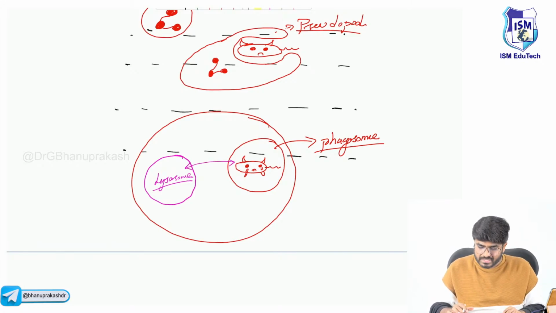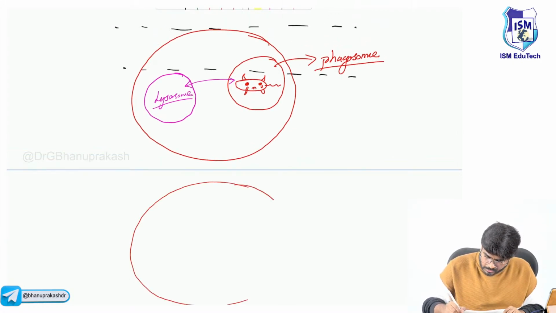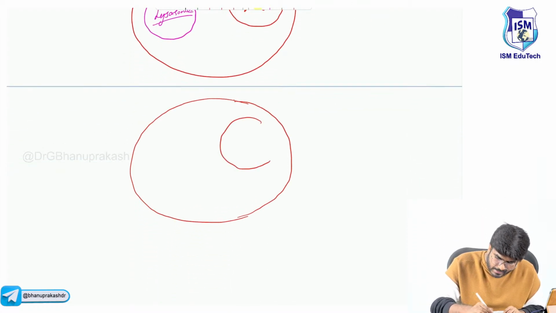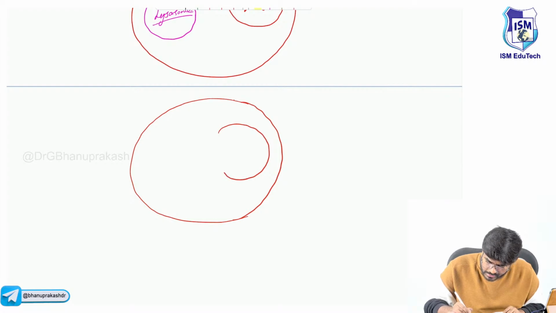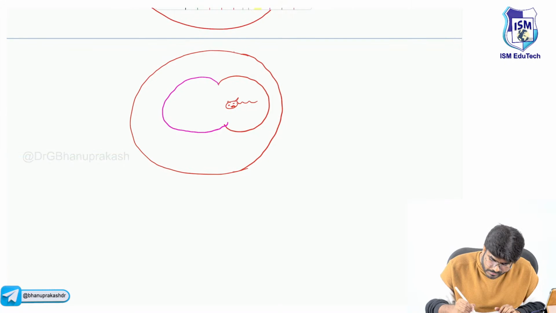Do you know what happens now? The next event: this is your WBC, neutrophil or macrophage. This is your phagosome. Inside the phagosome, the bacteria is there. Now this phagosome is going to be fused with the lysosome. Both the phagosome and lysosome are going to be fused, forming what? Phagolysosome. Now this is the phagolysosome.